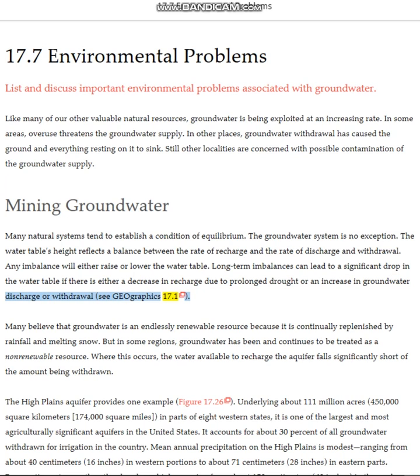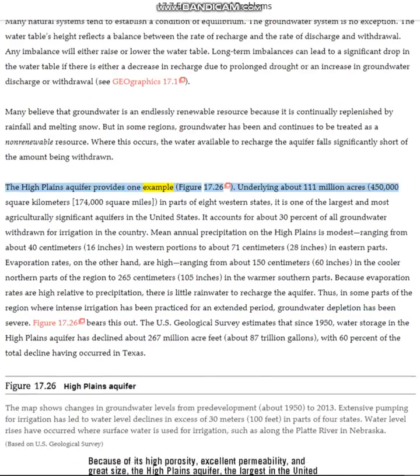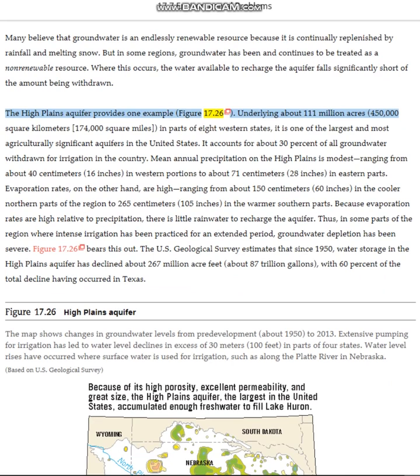See Geographics 17.1. Many believe that groundwater is an endlessly renewable resource because it is continually replenished by rainfall and melting snow. But in some regions, groundwater has been and continues to be treated as a non-renewable resource. Where this occurs, the water available to recharge the aquifer falls significantly short of the amount being withdrawn. The High Plains Aquifer provides one example, figure 17.26.